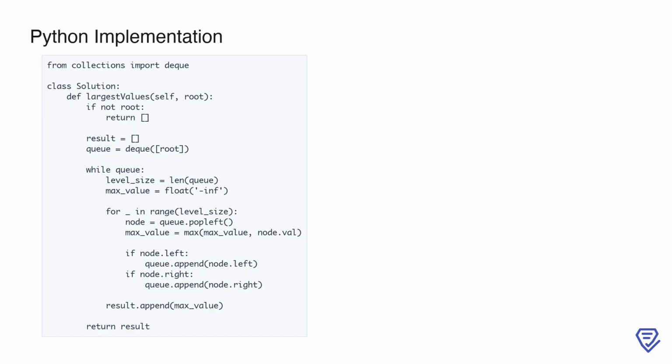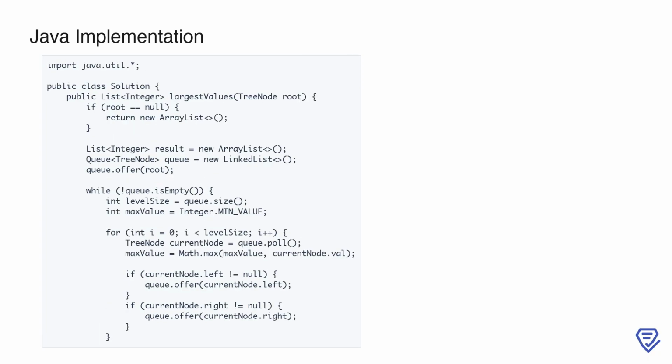This BFS approach ensures that each level of the tree is processed completely before moving to the next, and it finds the maximum value for each level in O(n) time, where n is the number of nodes in the tree. The space complexity is O(w), where w is the maximum width of the tree, as the queue stores all nodes at the current level. Here, we start by importing the necessary libraries and defining the largest values method.